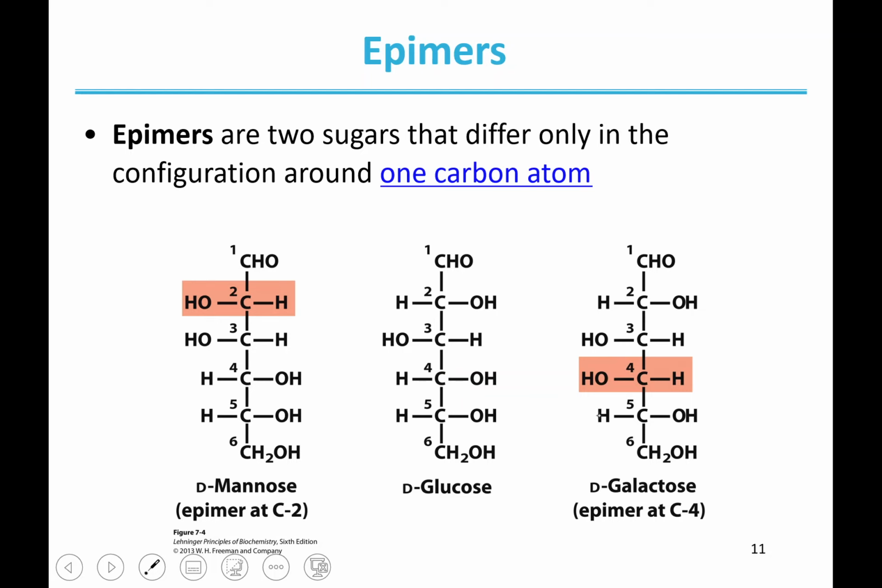So mannose is an epimer at carbon 2. Galactose is an epimer at carbon 4. If you compared galactose and mannose now, those aren't epimers. They're differing between each other at 2 carbons, so we would just term them as diastereomers.